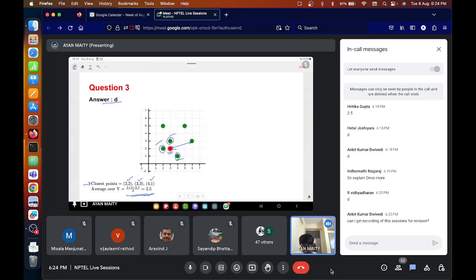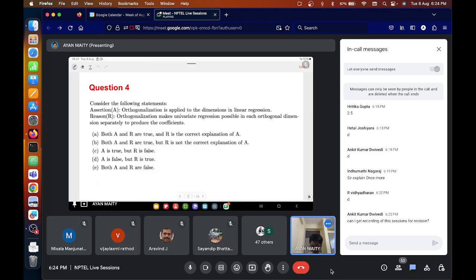Okay, so we can move on to question 4 now. Consider the following statements, assertion and reason. Two statements are given. The assertion says that orthogonalization is applied to the dimensions in linear regression, and the reason for that is orthogonalization makes univariate regression possible in each orthogonal dimension separately to produce the coefficients.